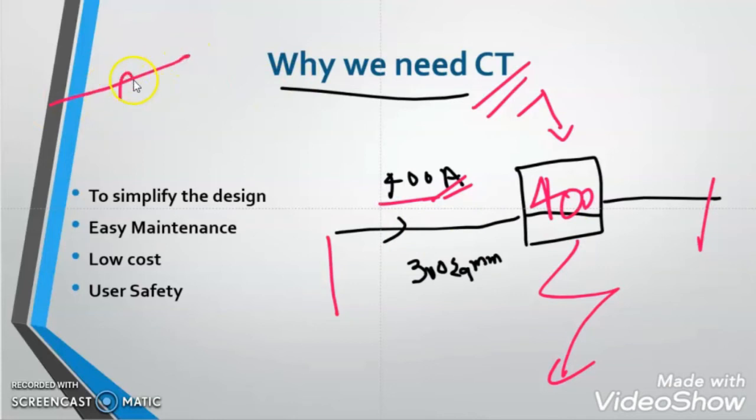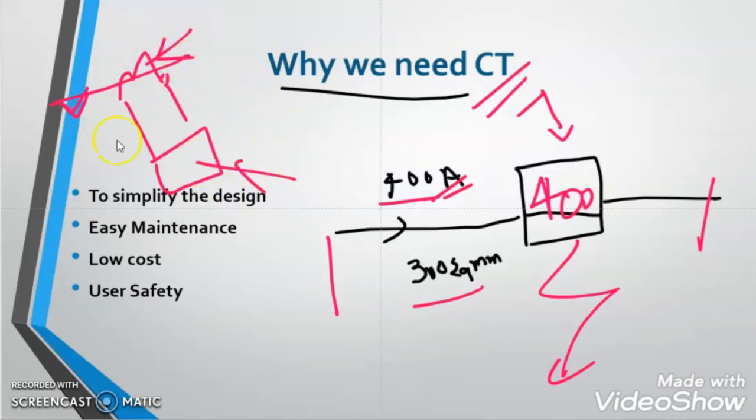But when we provide a CT to this 300 square mm cable carrying 400 ampere, then if something happens to the CT or to the ammeter, we need not interrupt the main load. We can replace it without interrupting the main load. You will understand this better when I discuss the working operation of CT. For the time being, just understand that if something happens to the CT or the ammeter, we need not shut down the load. We can replace the CT and the ammeter without shutting down the main load, so the maintenance will be easy.